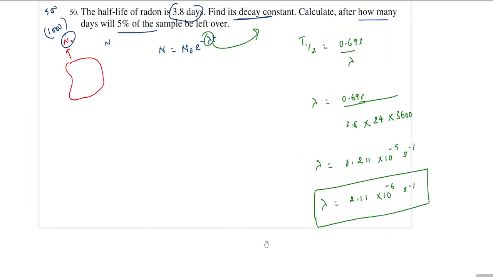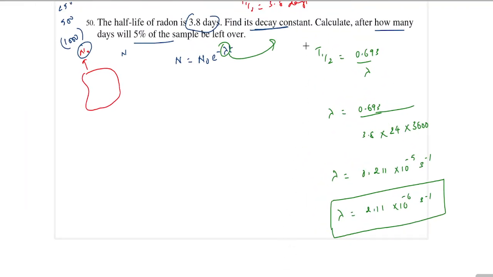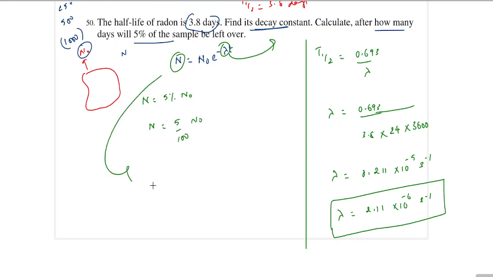Next, coming back to this question, we should find after how many days 5% remains, which means N is equal to 5% of N0. That's the meaning of it. Only 5% remains, because here N is the number of nuclei remaining. Here 5% remains, which means N is equal to 5 by 100 of N0. We'll put in this formula here.